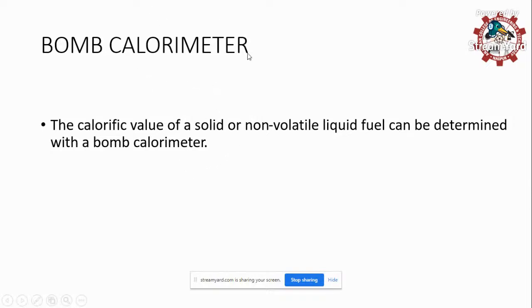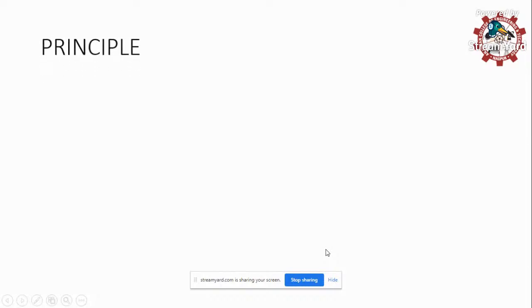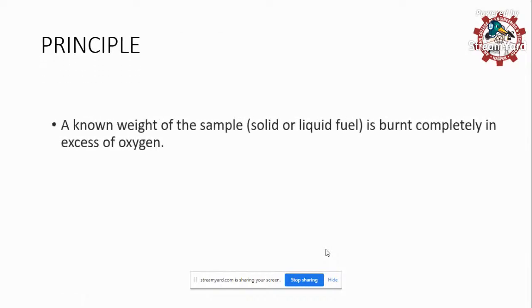Whatever matter can be burnt or undergoes combustion and produces energy, we will be using that here. Non-volatile liquid fuel means a fuel which is not easily volatile, which does not vaporize easily. Those fuels we can use here for the determination of calorific value. Let us find out the principle. What is the principle behind bomb calorimeter?